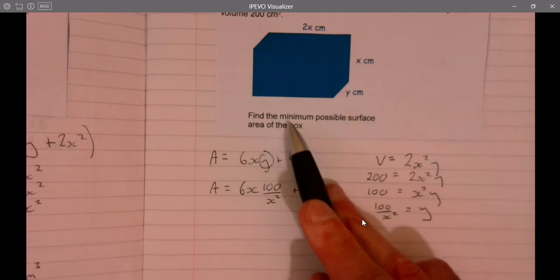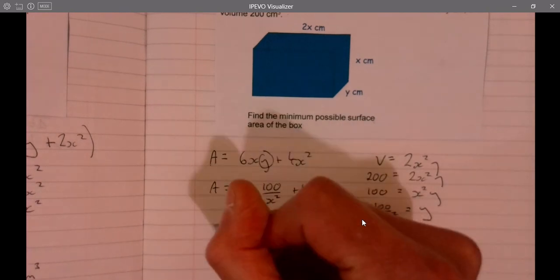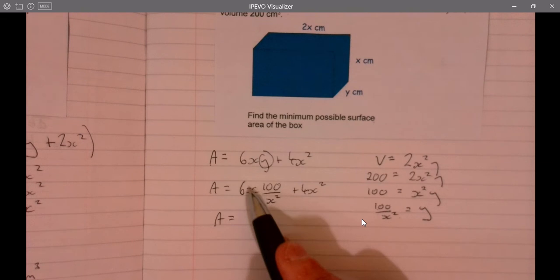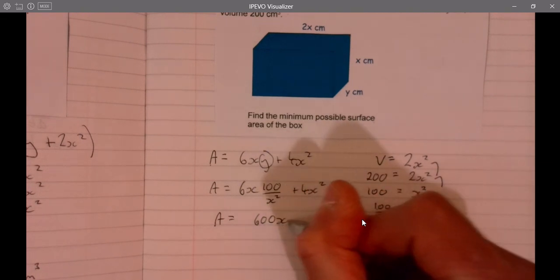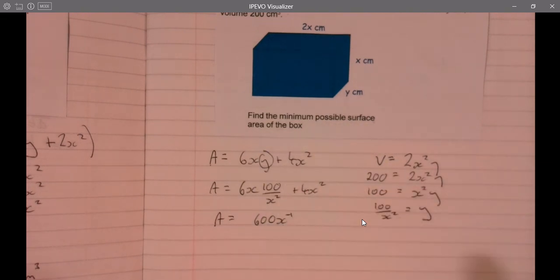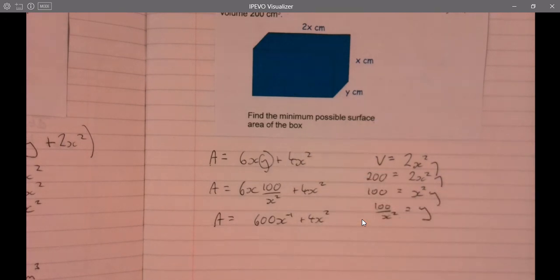Remember, we're after the minimum possible surface area, so I'm going to differentiate in a minute. But before we can do that, let's tidy this up. The 6 and 100 are going to combine here, look. So we're going to have 600x to the minus 1. You could write it over x if you prefer. Remember, I'm thinking ahead, I'm going to differentiate, so I'd prefer to write it like that.